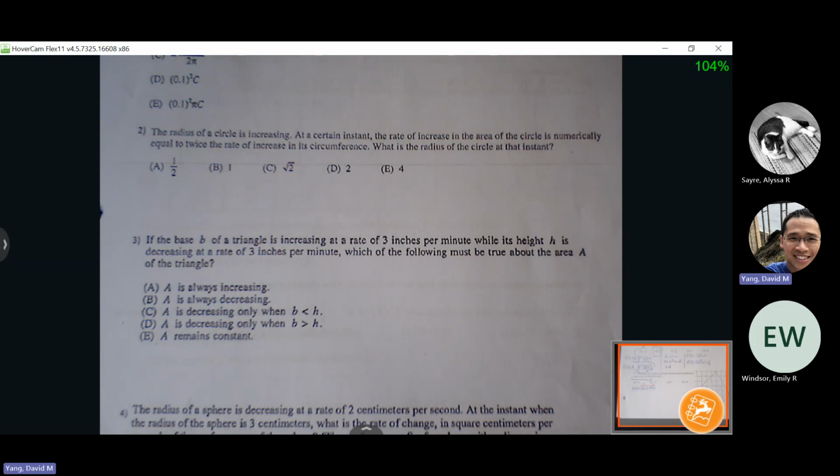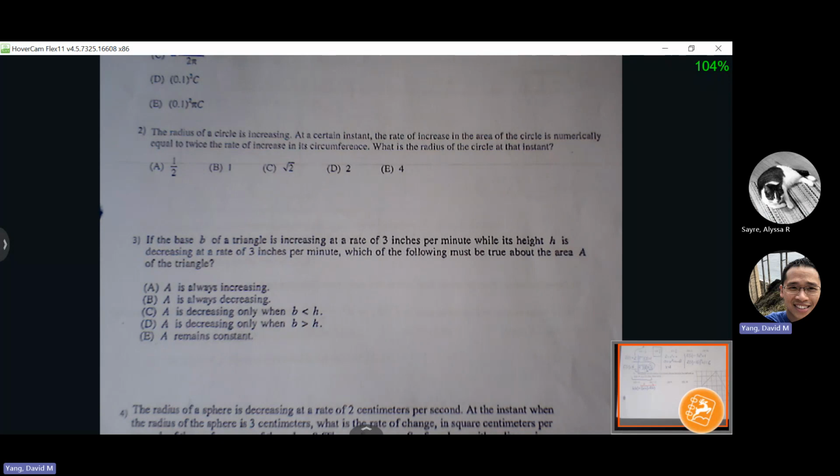A: the area is always increasing. That means dA/dt is always positive. Not always true, right? If B is a larger value than H, then it's going to force this to be negative. So we know A is false. B: A is always decreasing. That means dA/dt is negative. dA/dt is not always negative, depending on H, right? If H is larger than B, then adding these two values will give me a positive number. So that's out.